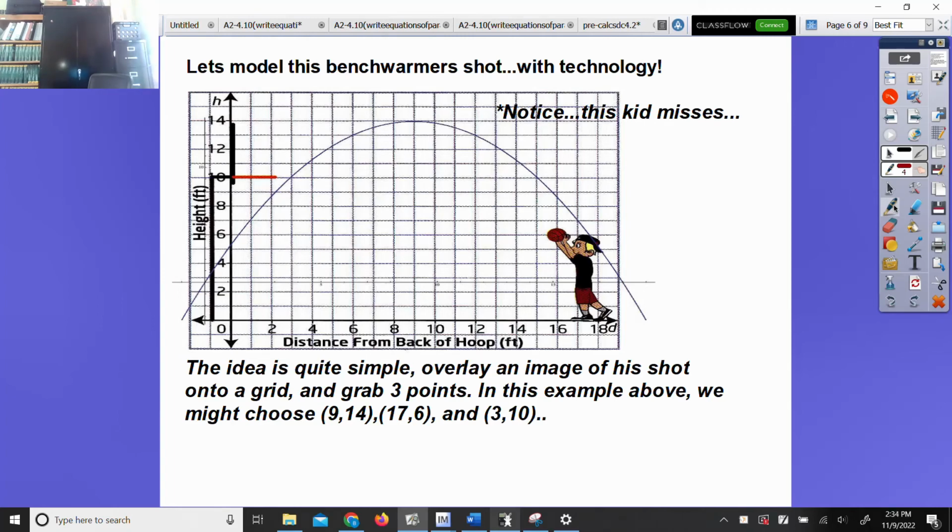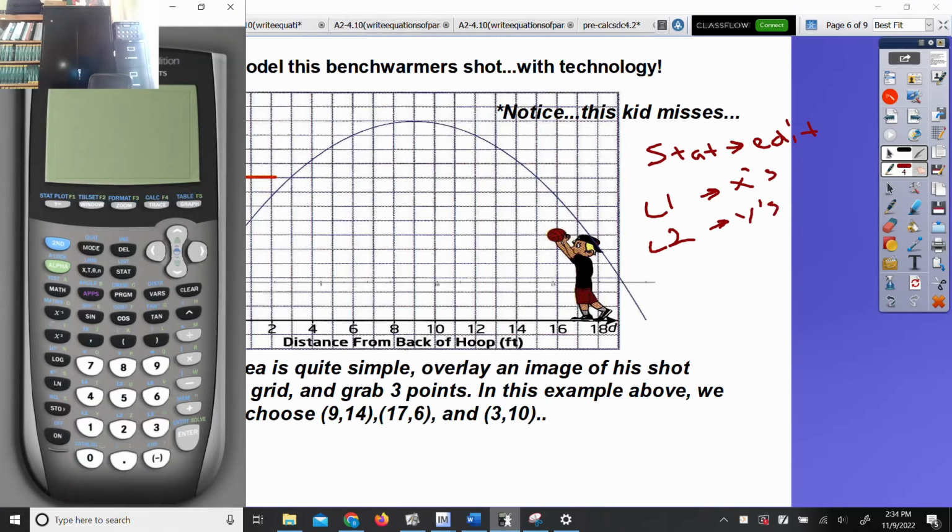If you did it, you pressed stat, and what did you do? Edit. You edit, and you put some stuff into list 1 and list 2. You know what you put in list 1? X's. It's always X's. That means list 2 is going to be your Y's. If you're using one of my calculators, all your stuff is probably in there already. Stat, edit. That's what you should have in list 1 and list 2. Those came from those 3 points I picked out down there. I picked them out for you.